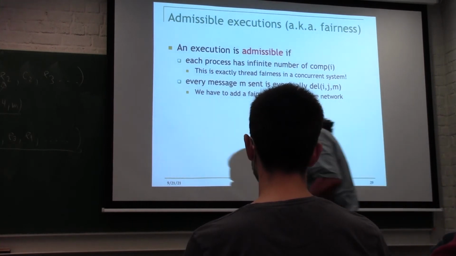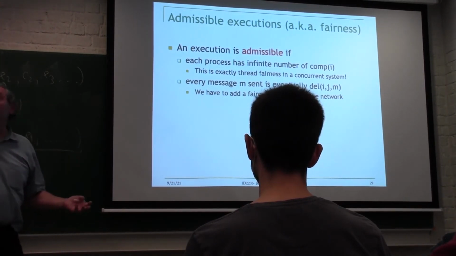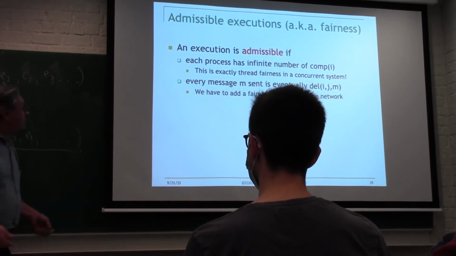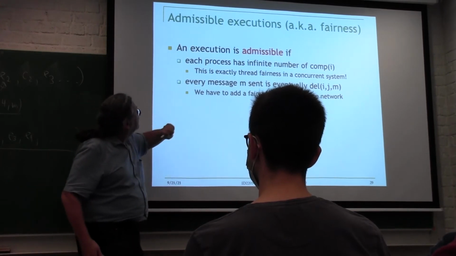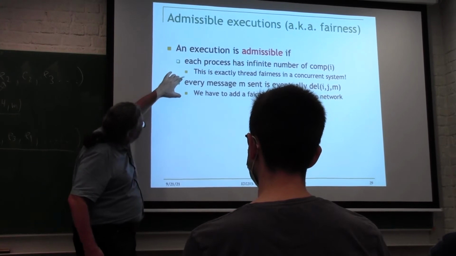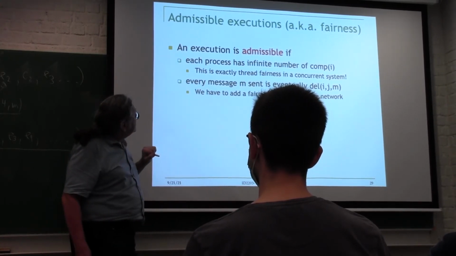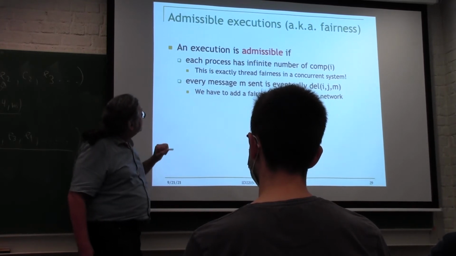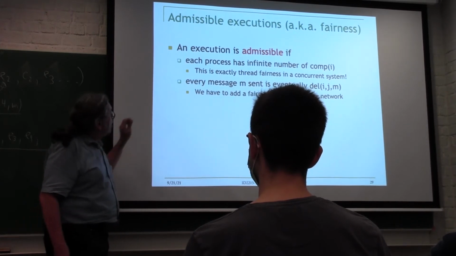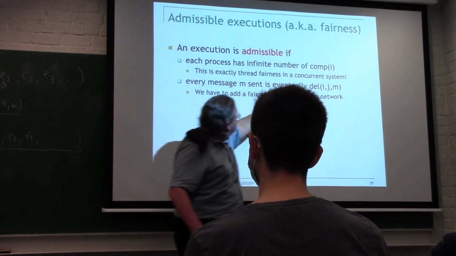Because now there's a network. In a system of multiple threads, there's no network. You have shared memory. The threads see shared memory, there's no network. But here you have messages being sent. So admissible is fairness plus a second thing. So fairness means each process has an infinite number of comps. So this is thread fairness in a concurrent system. But also, every message M which is sent is eventually delivered.